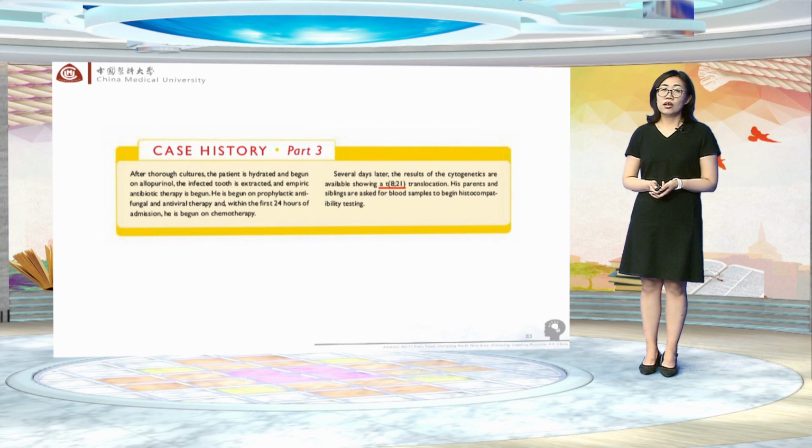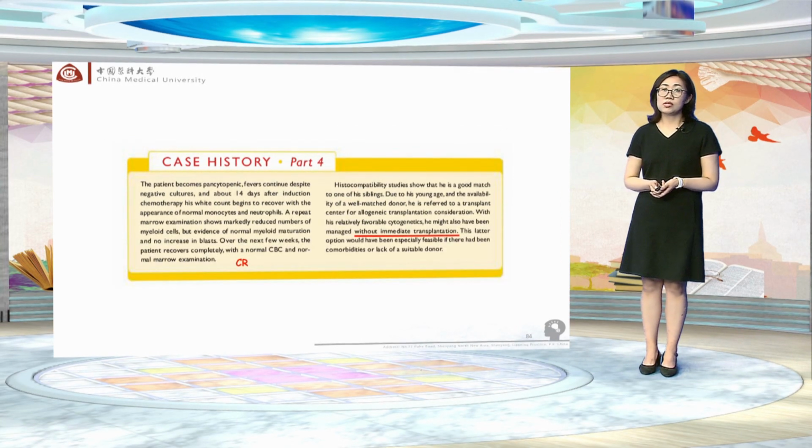Several days later, the results of the cytogenetics are available, showing a translocation of chromosome 8 and chromosome 21, which means he may have a good prognosis. His parents and siblings are asked for blood samples to begin histocompatibility testing.